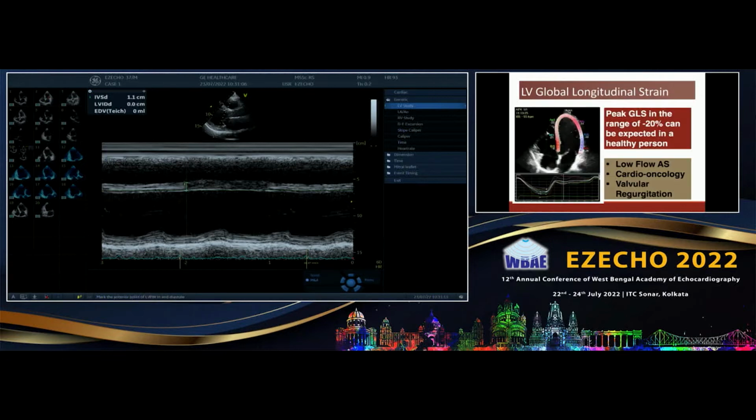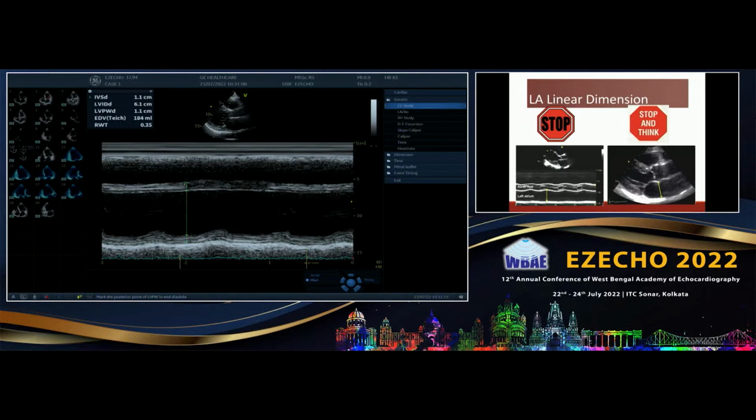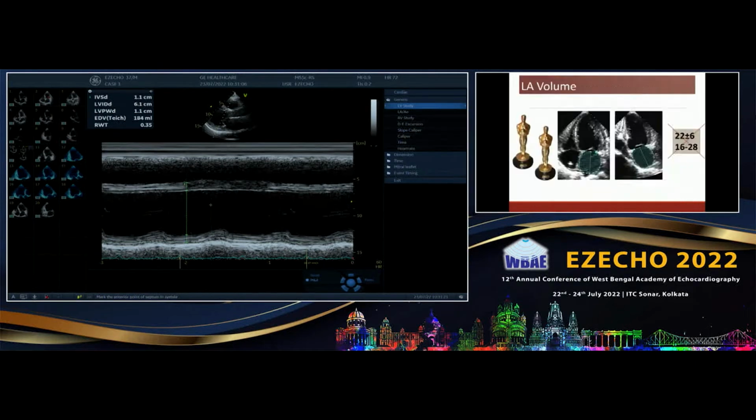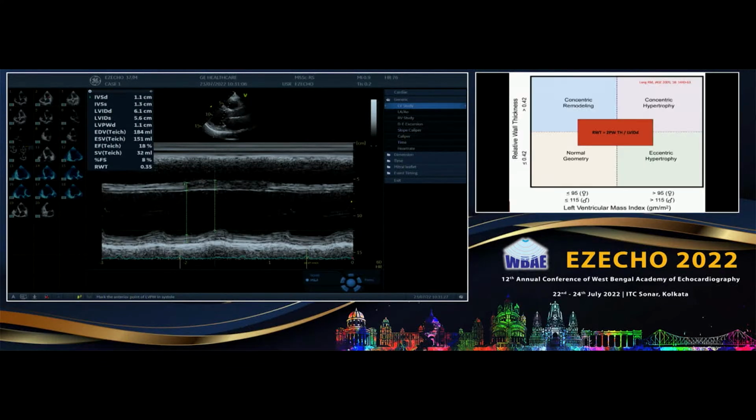So can anyone tell me what is relative wall thickness? How is it measured? I will give you a hint. It is something for concentric hypertrophy, eccentric hypertrophy, athlete's heart. Whenever you have a thickness, whether it is because of the hypertensive patient, eccentric remodeling, or an athlete's heart. This is very important because once you see LV thickness, we just label it as hypertensive heart disease.